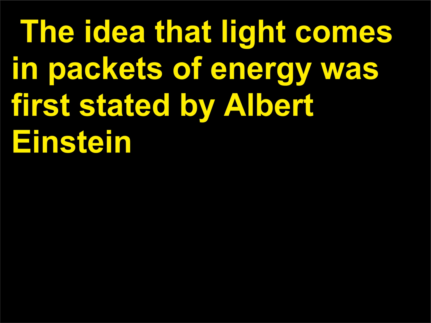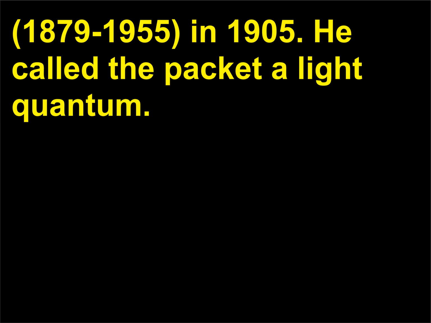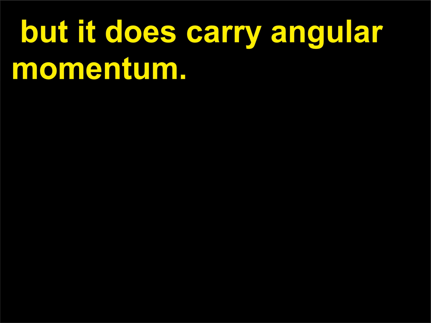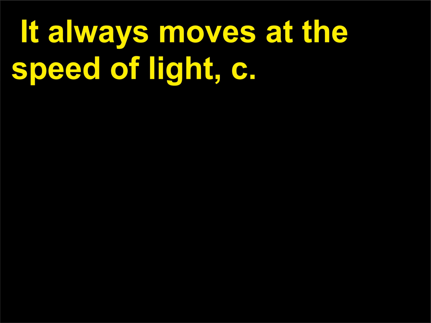The idea that light comes in packets of energy was first stated by Albert Einstein, 1879 to 1955, in 1905. He called the packet a light quantum. The quantum was given the name photon in 1926. The photon has no mass or charge, but it does carry angular momentum. It always moves at the speed of light, c.